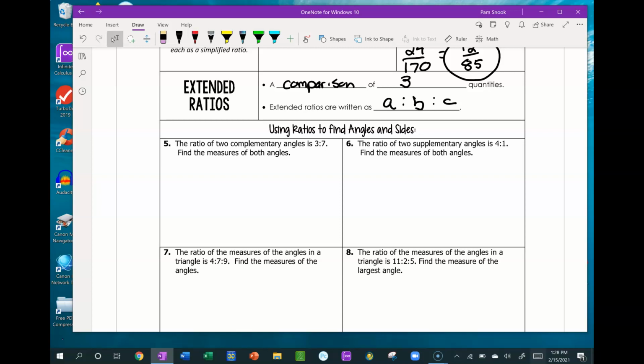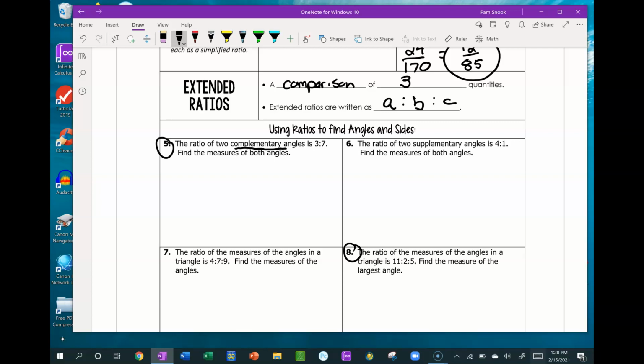And we're going to go ahead and solve some problems using extended ratios. Now watch carefully, because this is sometimes challenging to geometry students. We're going to look at number 5 and then number 8. On number 5, we have the ratio of 2 complementary angles is 3 to 7. Find the measures of both angles.